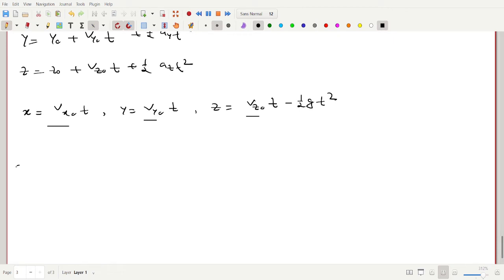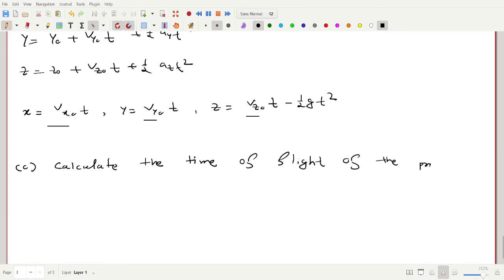Okay, now question number C. Calculate the time of flight of the projectile.